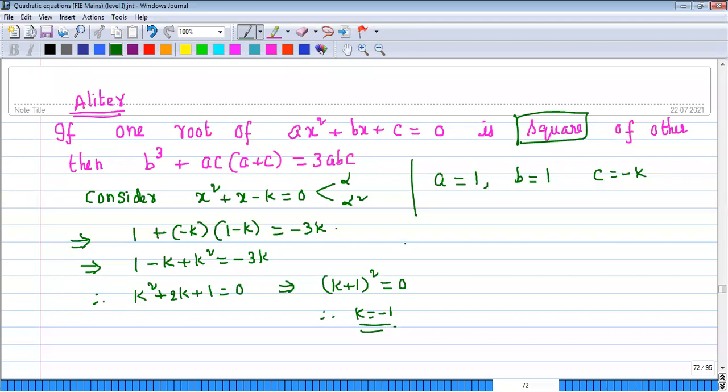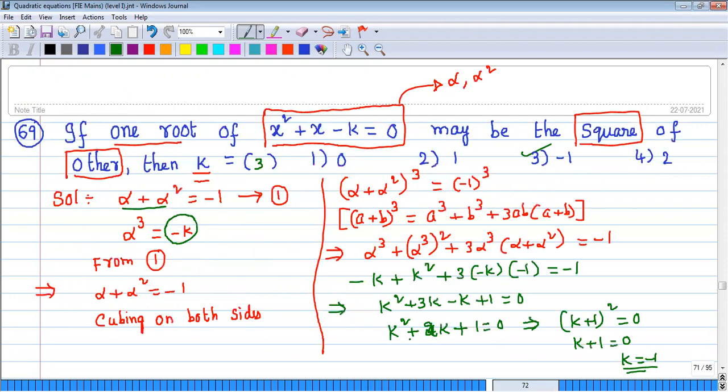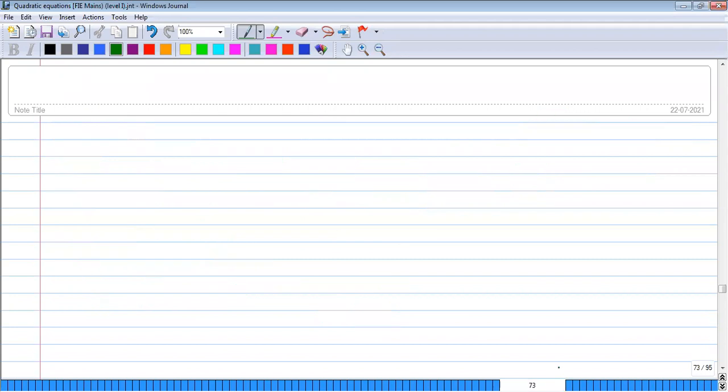Okay, it's clear? Yes, sir. So both the methods we have done. Right.